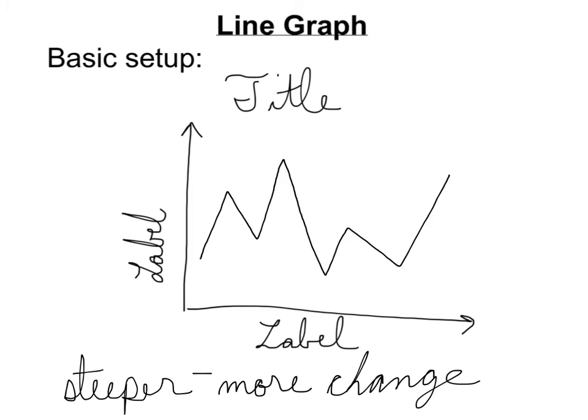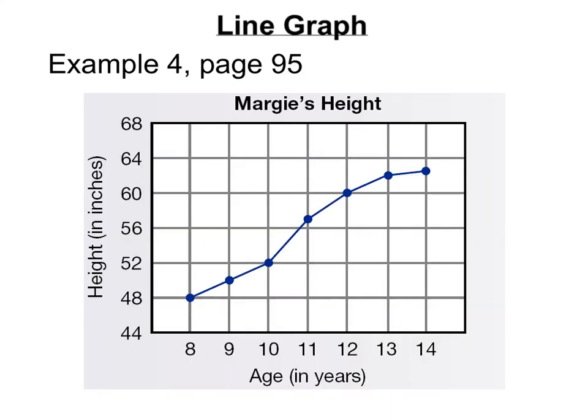Moving on in 3, 2, 1. Please do not copy this chart down. You can find it on page 95. It's example 4. Here we see the title. So this line graph is telling me about Margie's height. Then the vertical label tells me that each of these numbers is height in inches, and then my horizontal label tells me that this is Margie's age in years.